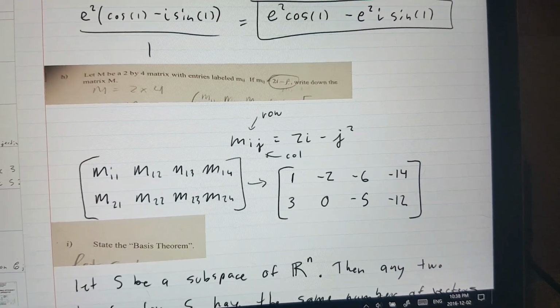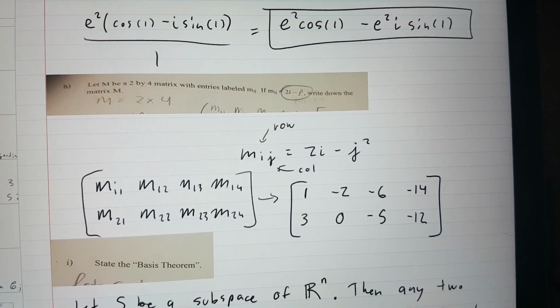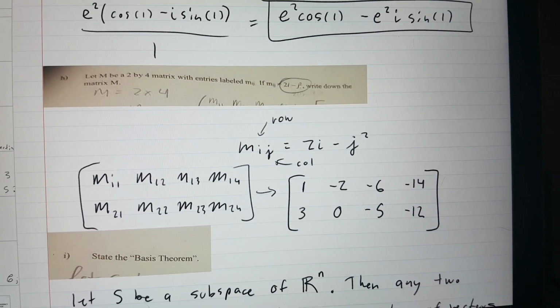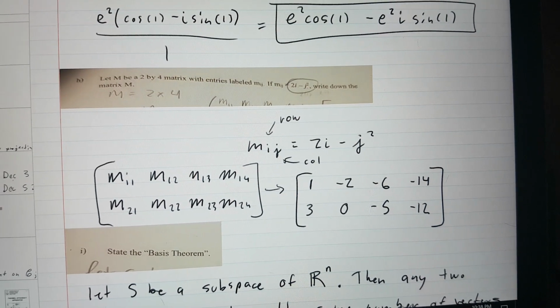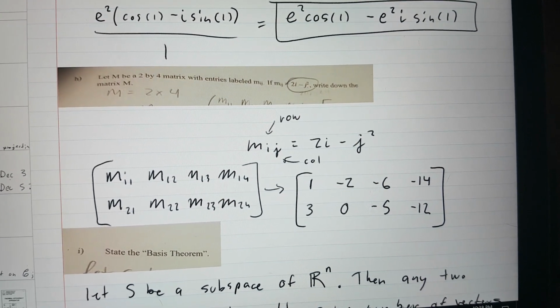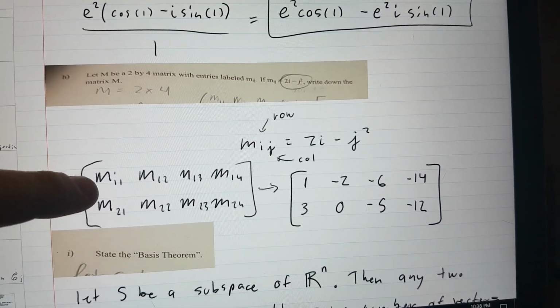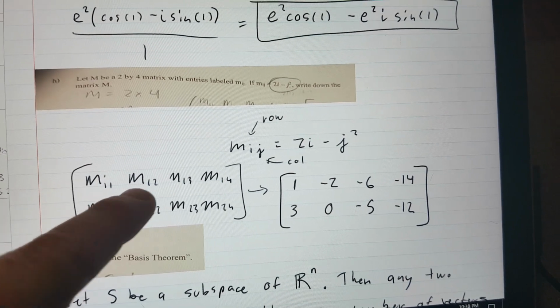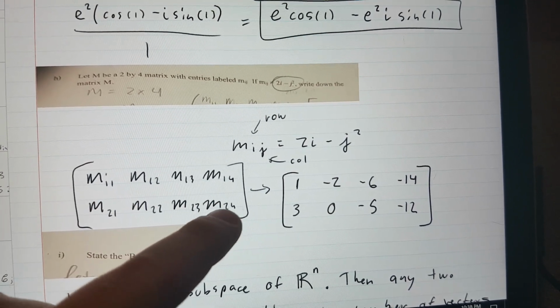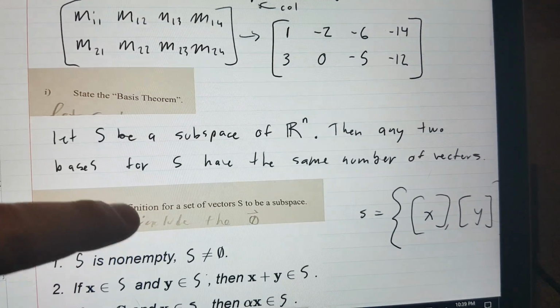Okay, let M be a 2 by 4 matrix with entries labeled M_ij, where i is the row index and j is the column index. So what you're going to have is just like this. I just write it out like this, just so you know what's going on. And then you just apply that equation, solve for those values, and get that.